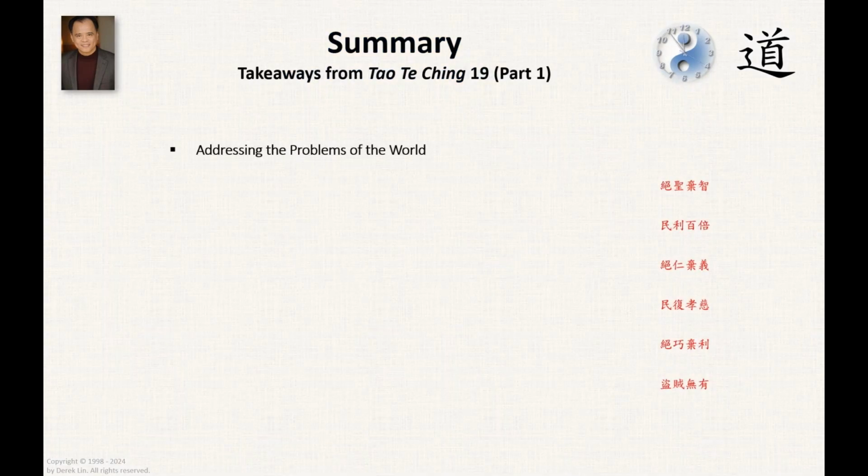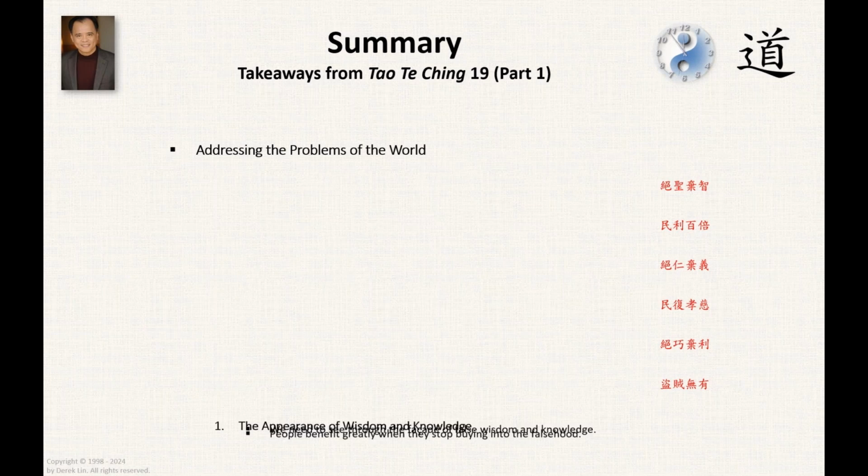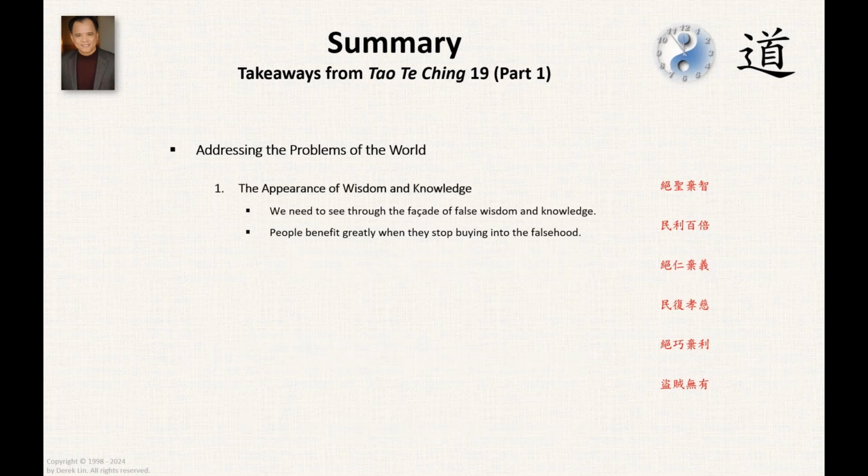This is part 1 of 2, summarizing chapter 19. And this is where Lao Tzu is addressing the problems of the world. First, the appearance of wisdom and knowledge. This is a contrived false projection of wisdom and knowledge. They arise when the world is in chaos. That is why we need to see through the facade of false wisdom and knowledge. Lao Tzu says people benefit a hundred times, that they benefit greatly when they stop buying into the falsehood. Hence, the need to end the falsehoods.